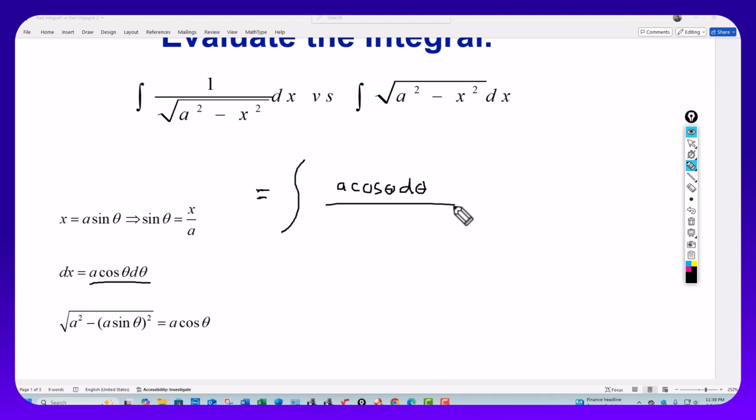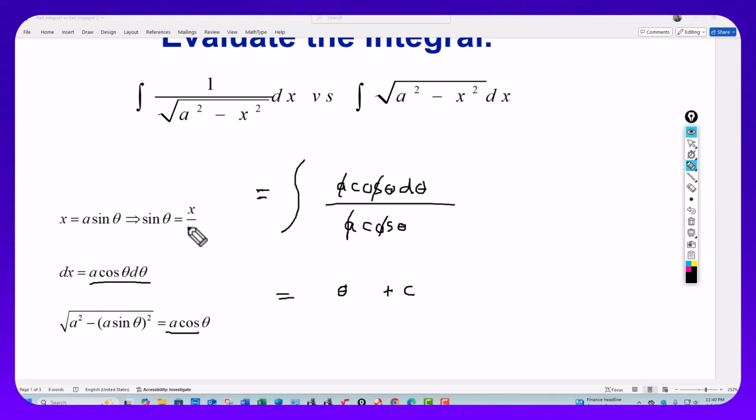And that's over this radical expression, which when we plug in the value of x, which is a sine theta, as we see here, you get a cosine theta. So the a cancels, the cosine and the cosine cancel. So we're left with 1 d theta. So we evaluate 1 with respect to theta. We get theta plus the constant of integration.